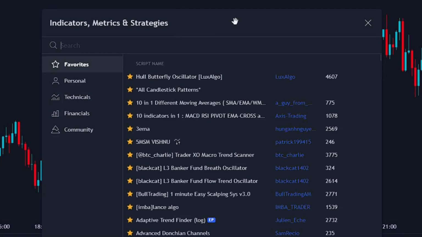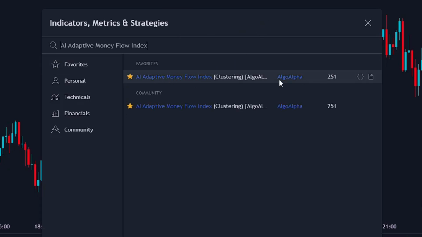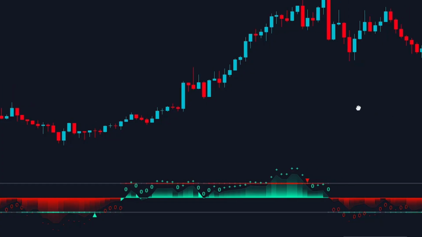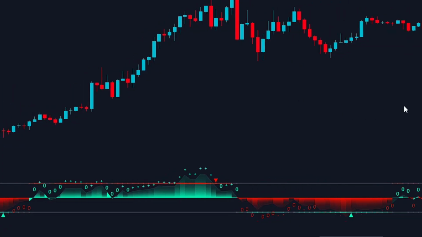First things first, let's add this awesome indicator to our chart. Simply head over to the Indicators section, type in AI Adaptive Money Flow Index, and there it is, brought to you by this amazing author. Easy, right? Now, let's talk a bit about how this indicator works. It's built on machine learning algorithms, which means it learns from data to adapt to market conditions. Pretty cool, huh? So what do we see on our chart?